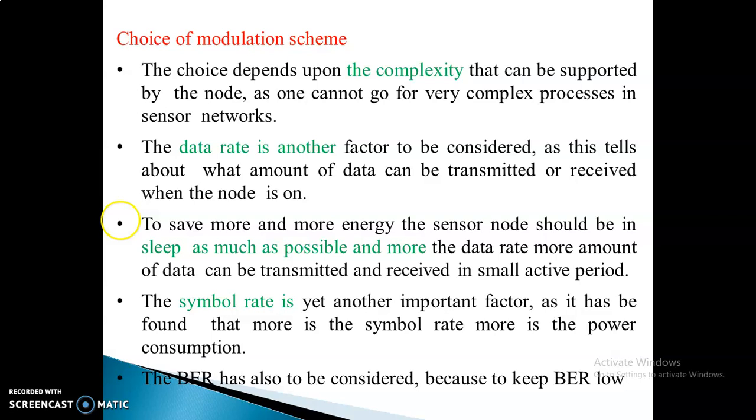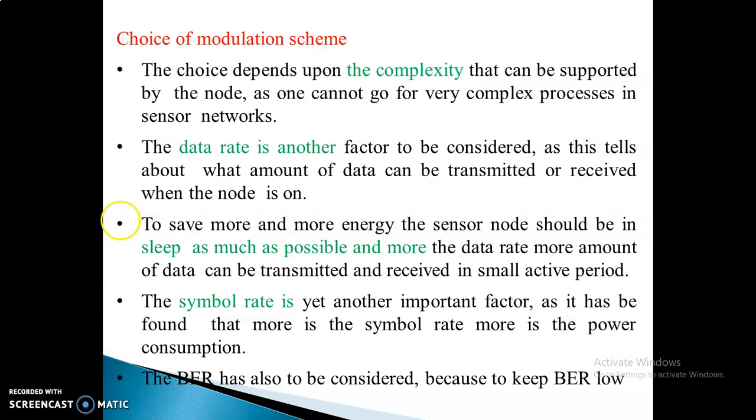And there is one more thing called bit error rate, that is BER. Bit error rate is very important in the design of modulation and demodulation. The data rate is another factor to consider; it tells what amount of data can be transmitted or received. For saving energy, it depends on how much data is transferred. Then symbol rate is another factor, which depends on the power consumption. Then bit error rate depends on how much error is possible between the transmitter and the receiver.